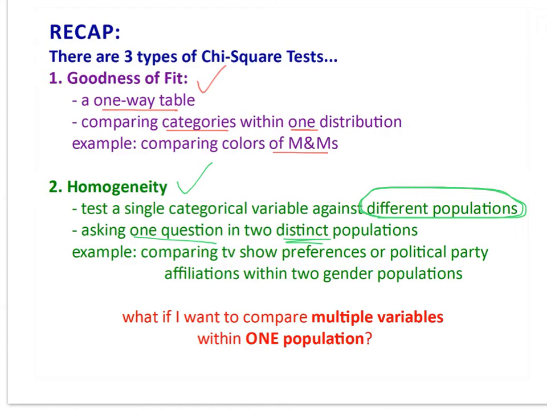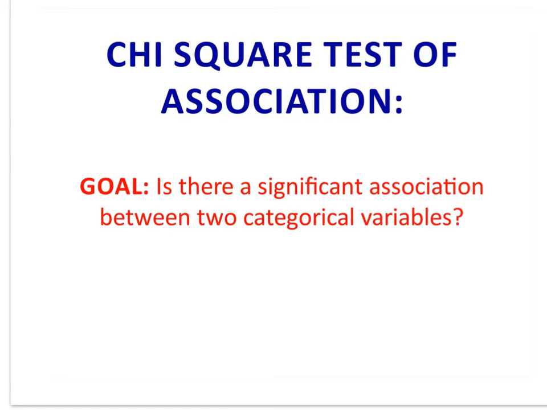Well, what if I want to compare multiple variables within one population? So what if I want to just take one sample and from that one sample look at a couple different things and ask a couple different questions? So that's the chi-square test of association. So the goal is we want to know, is there significant association between two categorical variables? So I'm looking at two variables within one population, or just taking one sample and then breaking it down.